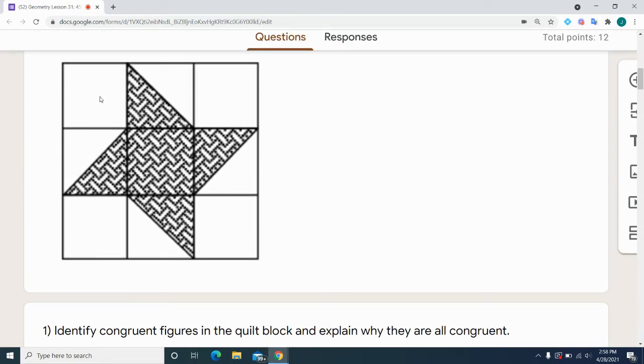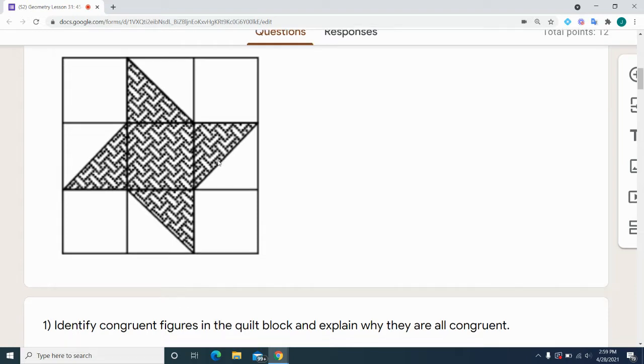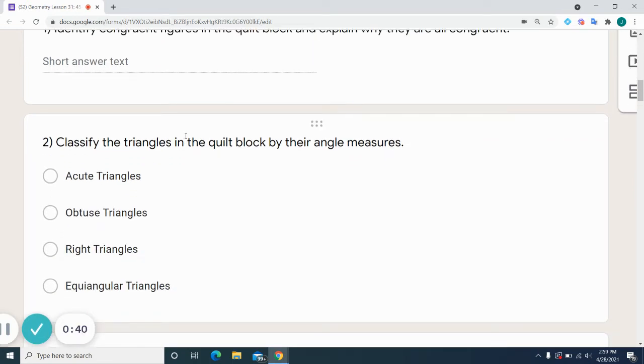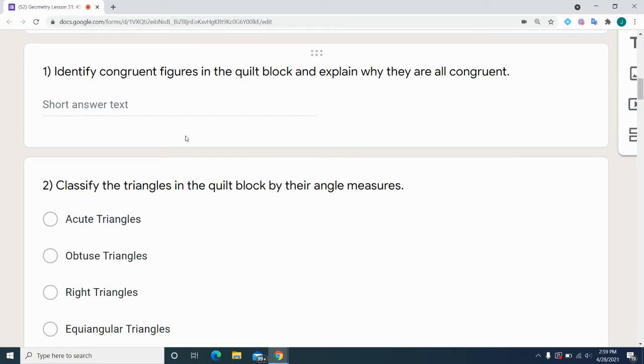So if you look, obviously the block in each corner, those blocks are congruent because they're completely empty. But the main thing I would hope you noticed is that the block right here, the block right here, and right here. So the blocks that contain a triangle are all congruent because they're all congruent triangles in there. And then from there, classify the triangles by their angle measures.